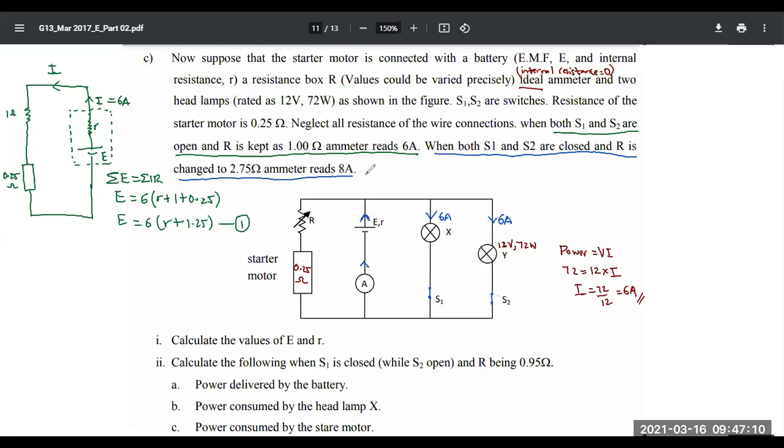Ammeter reading is how much? 8 ampere now. 8 ampere current. Oh no. Okay, wait. 6 ampere can't flow there. Then we don't know. We can't say that. Then we can't use that. Sorry. Okay, that means we have to assume that they are not functioning at the maximum current.